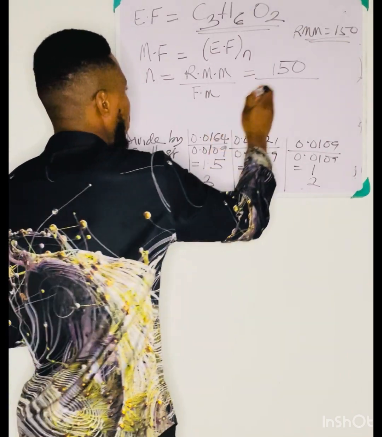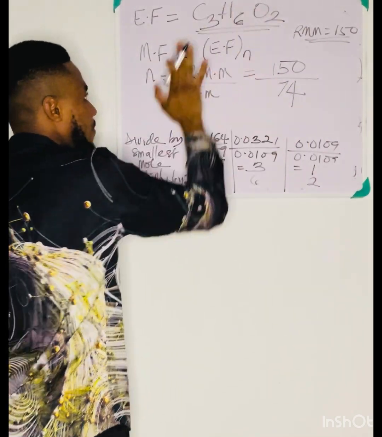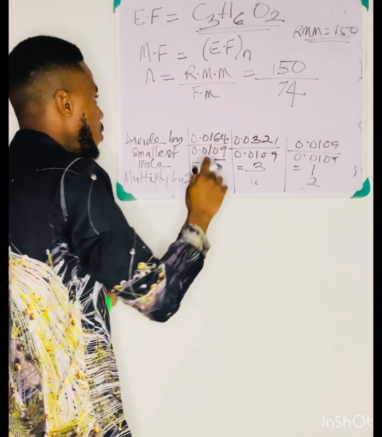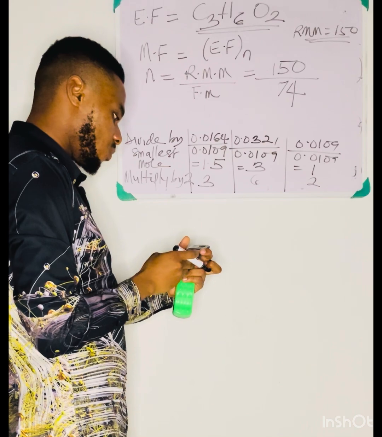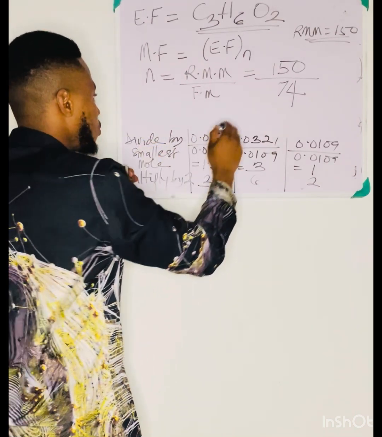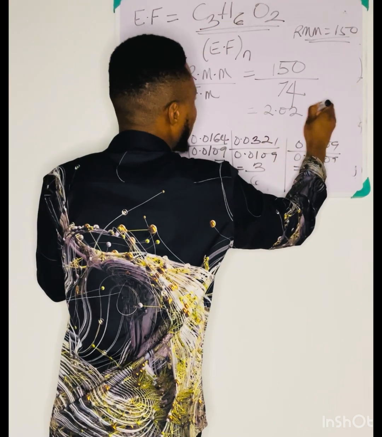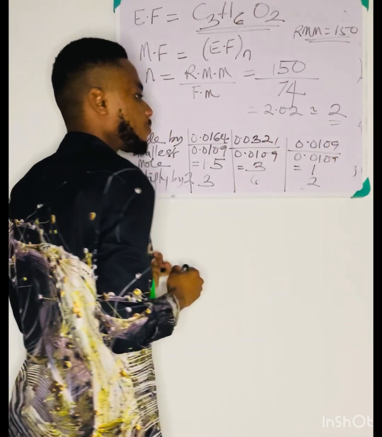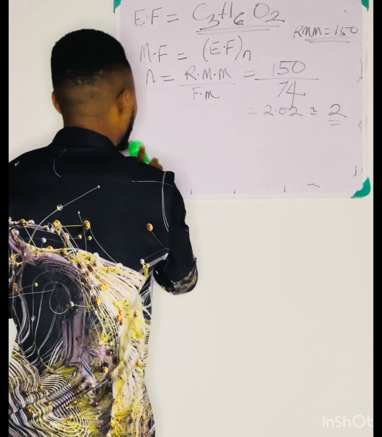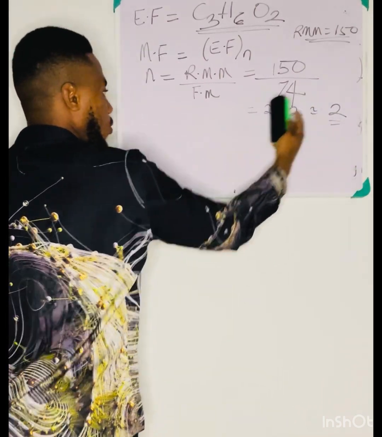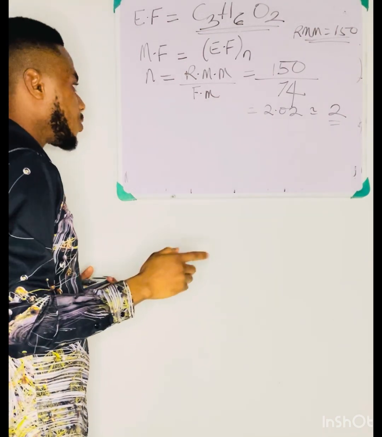So this is 150 divided by 74. This 74 is the molar mass of C3H6O2. So 150 divided by 74 will give us 2.02, which is approximately 2. Please note that your n must be a whole number, so round it to the nearest whole number.